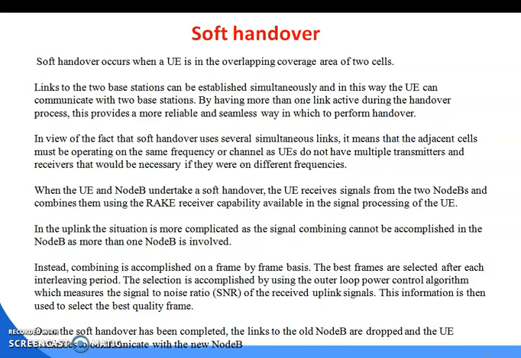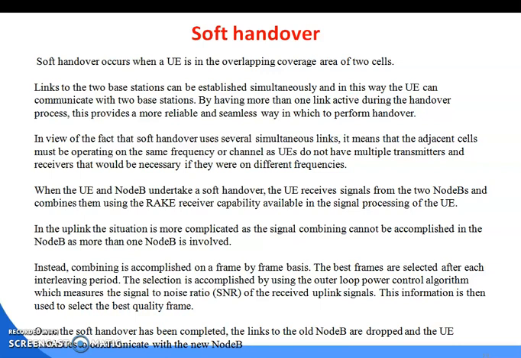In view of the fact that soft handover uses several simultaneous links, it means that the adjacent cells must be operating on the same frequency or channel, as UEs do not have multiple transmitters. When the UE and node B undertake a soft handover, the UE receives signals from the two node Bs and combines them using the rake receiver capability available in the signal processing of the UE.